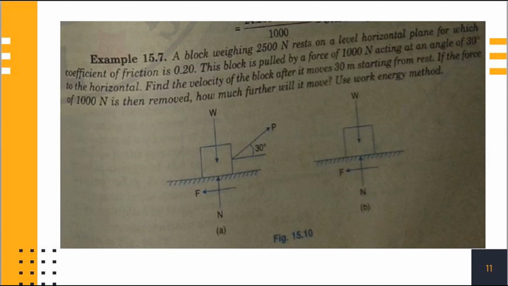In this problem, a block of 2500 Newton rests on a level ground and the coefficient of friction mu is equal to 0.20. This block is pulled up by a force of 1000 Newton acting at an angle of 30 degree to the horizontal. Therefore, the free body diagram is given in figure A. Since the block is moving towards the right, the force of friction must be towards the left. Weight of the body acts in downward direction, and normal reaction must be perpendicular to the supporting surface, that is exactly vertically upward.